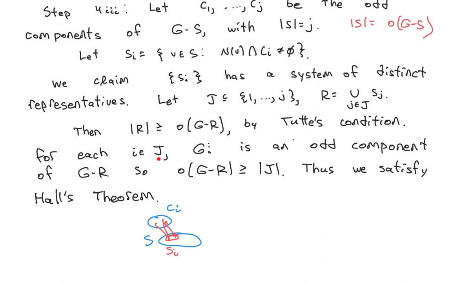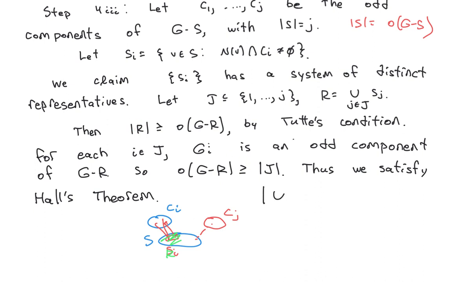Then for each i in J, we already know Ci is an odd component of G minus R. That is, once you've taken this R set going on here, anything that was an odd component coming from J is still an odd component, but you might have another component that was an odd component of G minus S, but is not an odd component of G minus R. We don't care about those ones. The main point is that for the ones we do care about, they are odd components. And so we see that the number of odd components of G minus R is at least the size of J. Could be bigger. But by transitivity, we now have that the size of R is greater than or equal to the size of J.